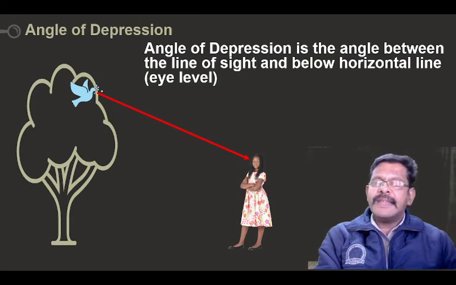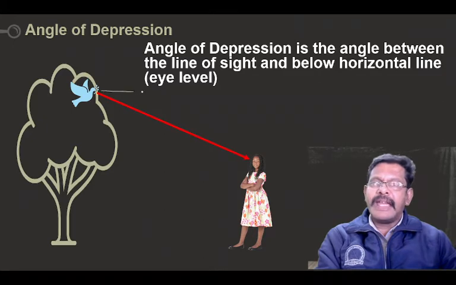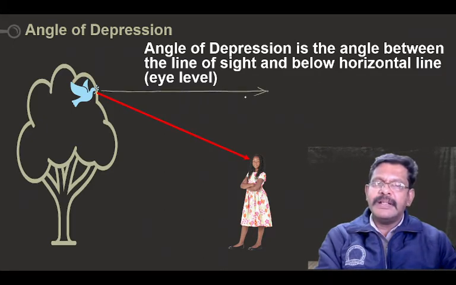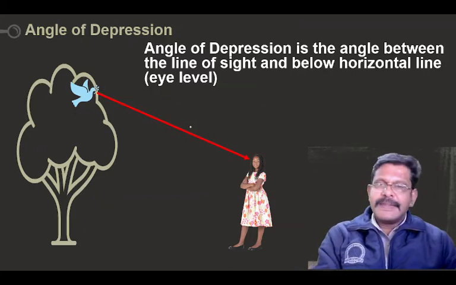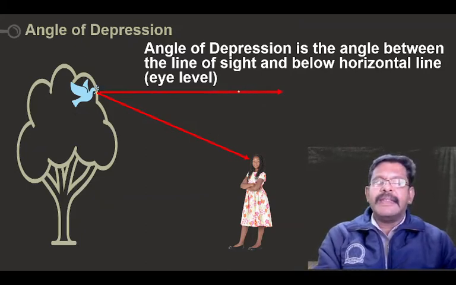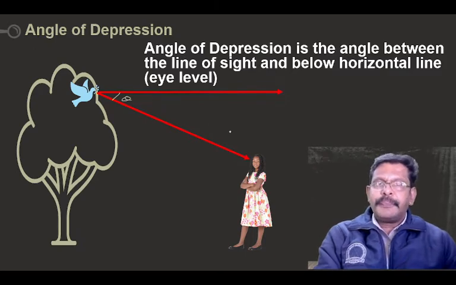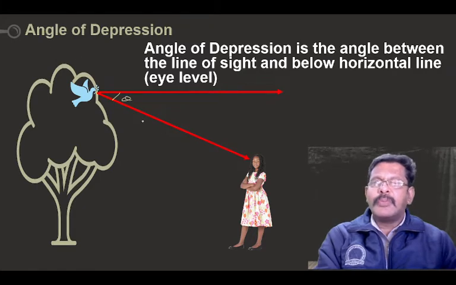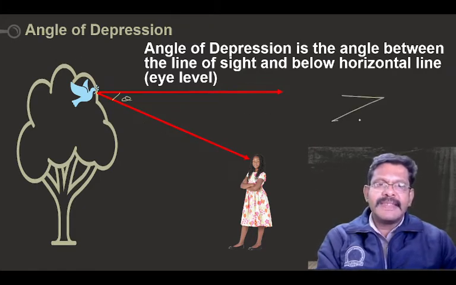Now where is the eye of the bird? Here. Now if we draw a horizontal line, the horizontal line will come here, and below this is the line of sight. So now this is the bird's eye. Now this angle I'll call the angle of depression, because we are seeing it from top to bottom. So always remember the Z here.